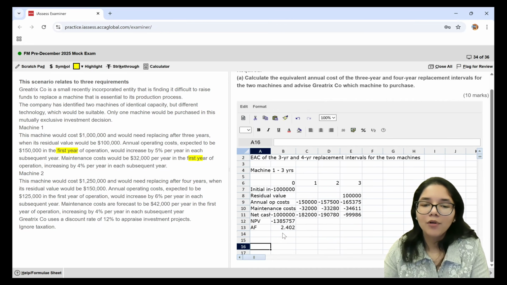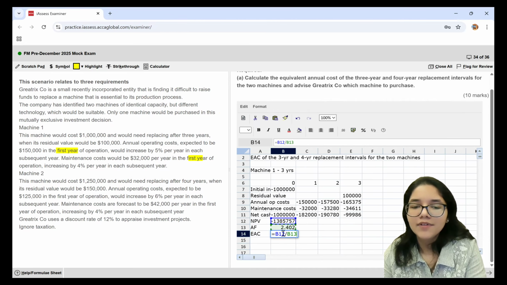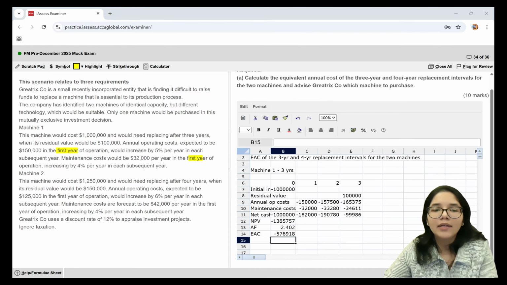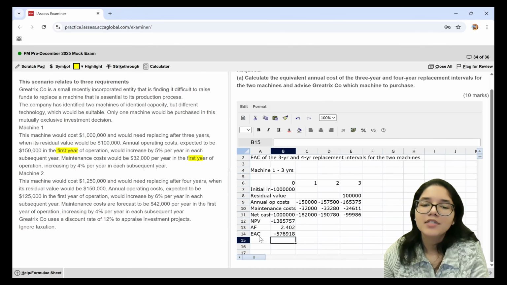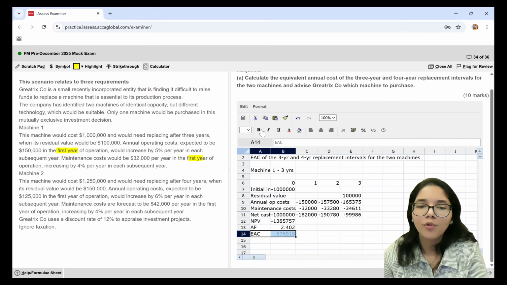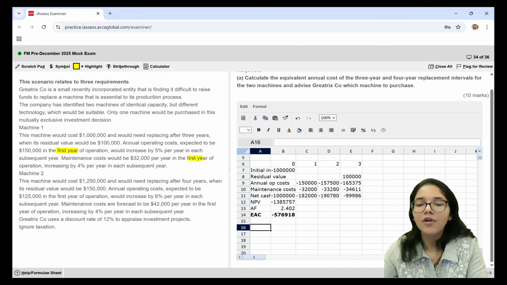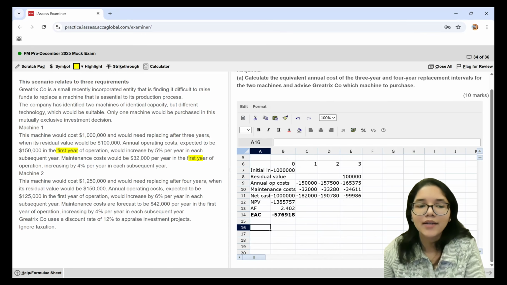2.402. Now, when I want to find out the EAC, it will be equal to this figure divided by the annuity factor. So this gives me an equivalent annual cost of $576,918. So this is what my equivalent annual cost is going to look like. I can bold it to show the examiner that this is my final answer. Now proceeding towards the calculation for the second machine, and then we'll do a comparison to give our final recommendation.